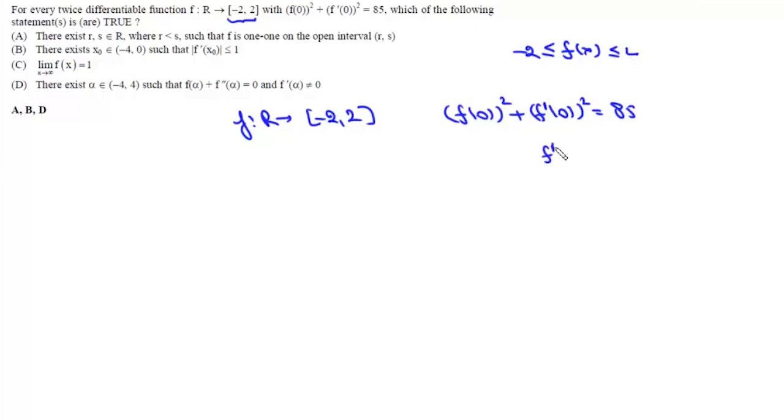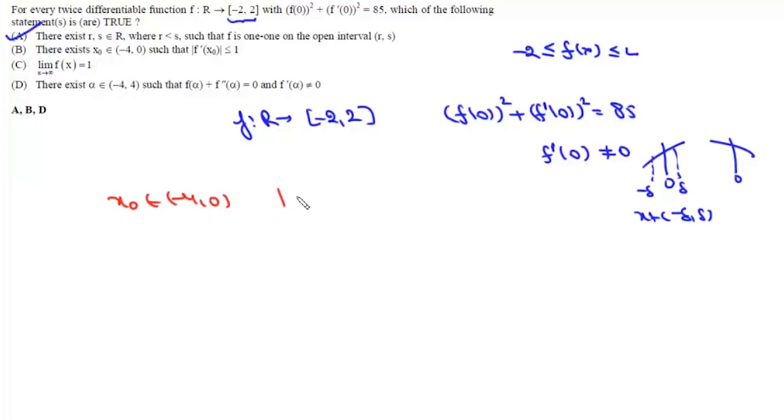Now here in this case, f'(0) is not equal to 0. And if f'(0) is not equal to 0, then it will be either increasing or decreasing in the neighborhood of 0. So we'll always have this small interval from minus delta to plus delta, where this function will be a 1-1 function. So that means statement 1 is always correct. Now the next one is, there exists x0 in the interval minus 4 to 0 such that mod of f'(x0) will always be less than or equal to 1.